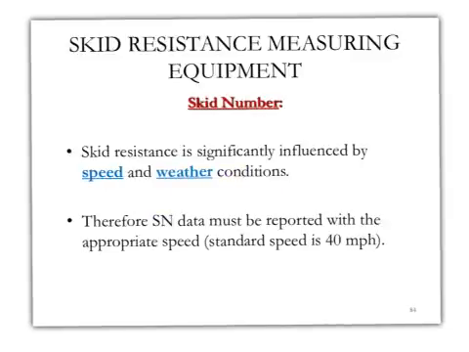Again, we need to keep in mind that the skid resistance is significantly influenced by 2 factors. The first one is the speed, as well as the weather condition. Therefore, when it comes to calculating the skid number, the data must be reported with the appropriate speed, which most of the time is the standard speed of 40 miles per hour.